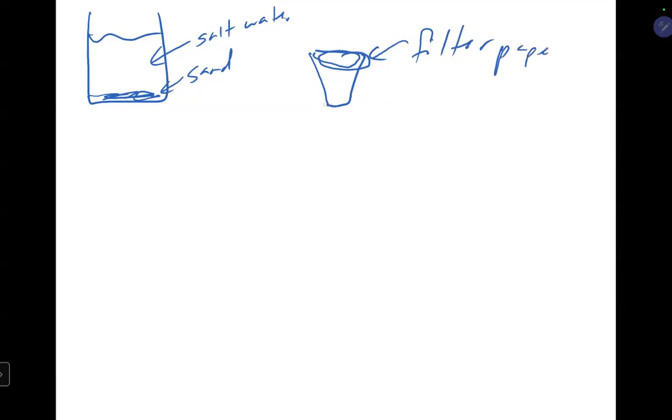You wonder why your funnel got really short there. Maybe you put it into a beaker to catch it, which would be a great idea as well. And I'm going to pour this mixture in, right? When I pour this mixture in, what is going to be trapped on the filter paper?